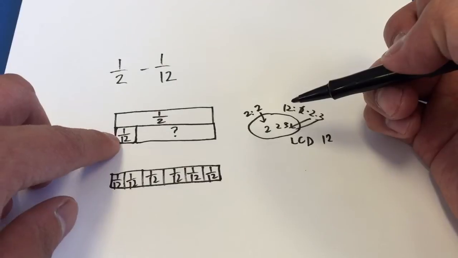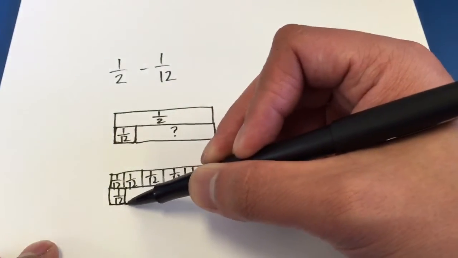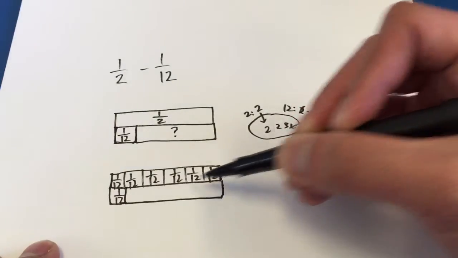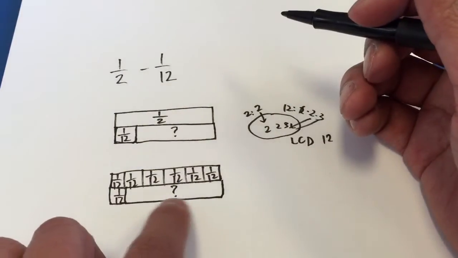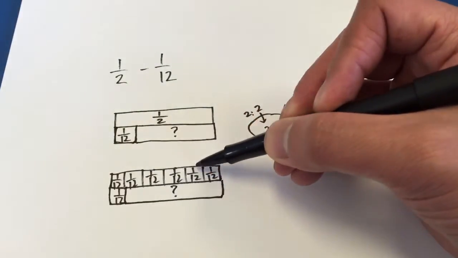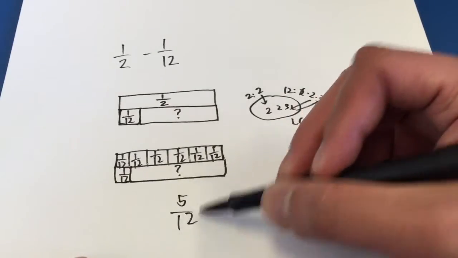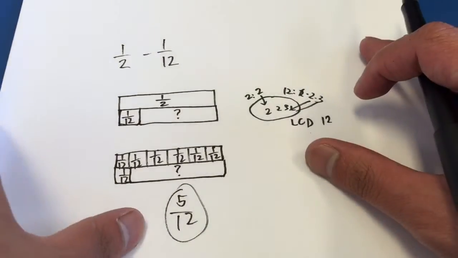So now I'm subtracting 1/12 from that. So here's what 1/12 looks like. And the rest of my bar is going to give me my difference. And how many 12ths is equal to this bar here? I have 1, 2, 3, 4, 5. So my answer is 5 12ths.